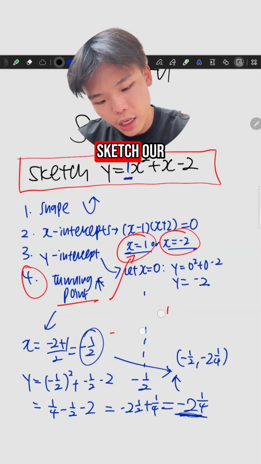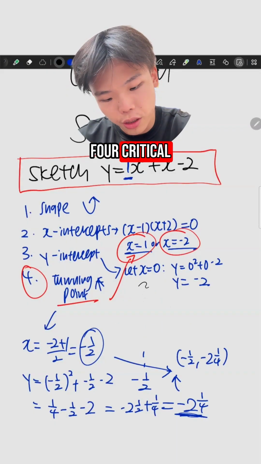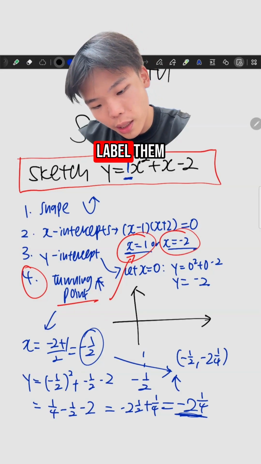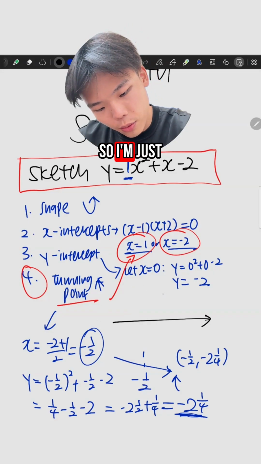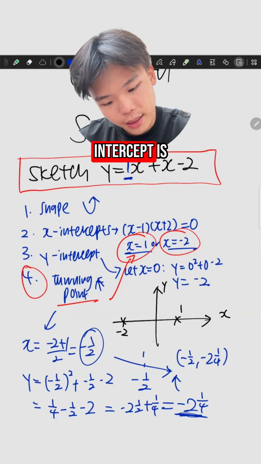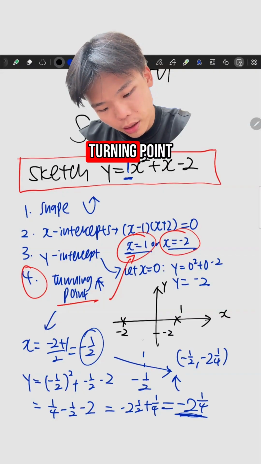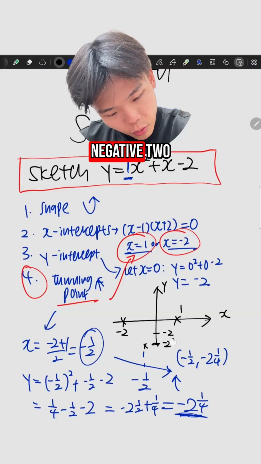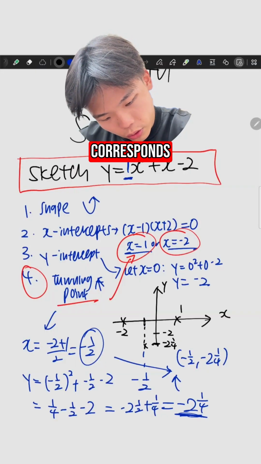So all in all, when we sketch our quadratic curve, now we have these 4 critical features. We can easily sketch the quadratic curve. And all we need to do is to label them accurately on the graph over here. So I'm just going to draw my x-intercept, y-intercept. So here is negative 2, here is 1, right? And I know that my y-intercept is negative 2 over here, and my turning point is actually here, right? Which is slightly lower, and it occurs at negative 2 1/4, and this over here corresponds to negative half.